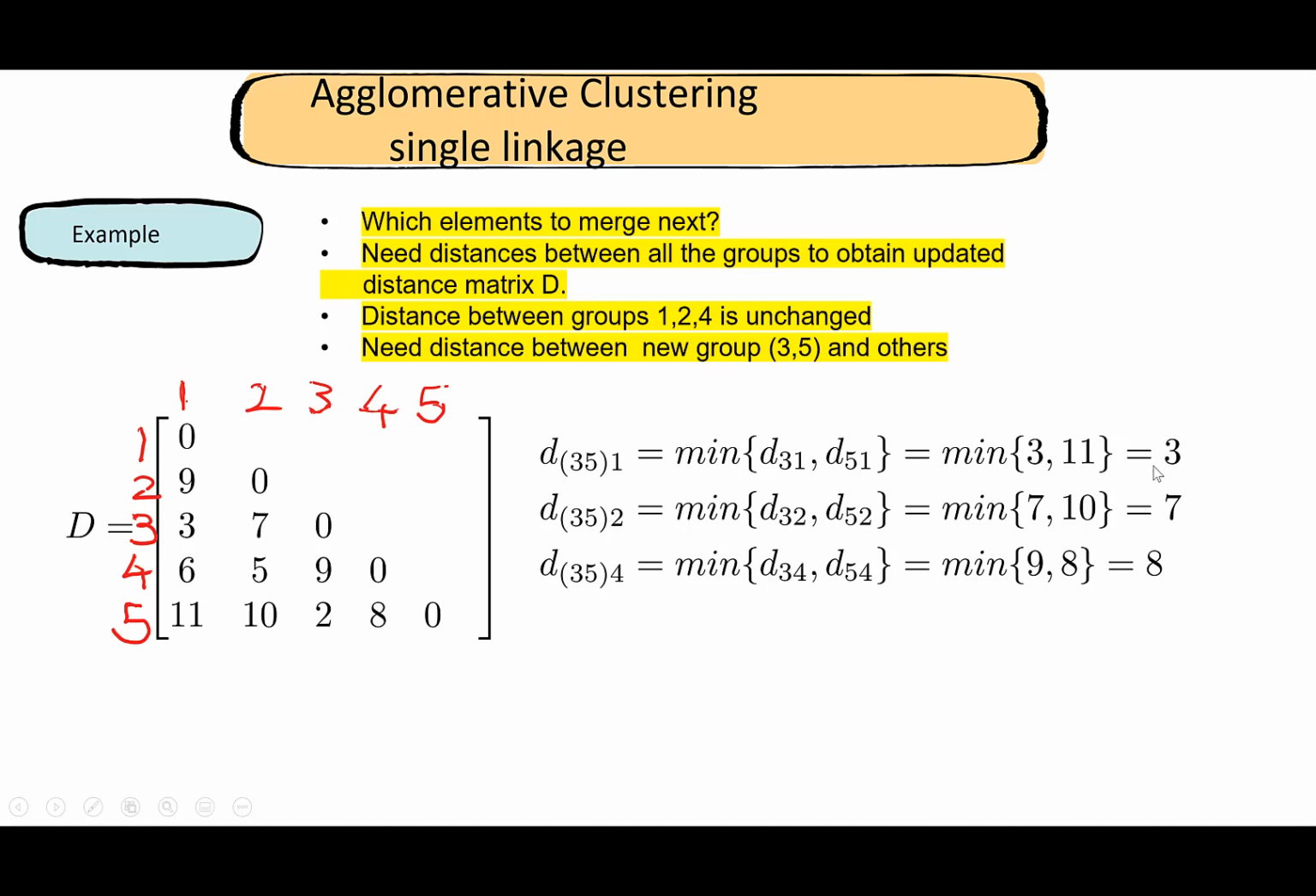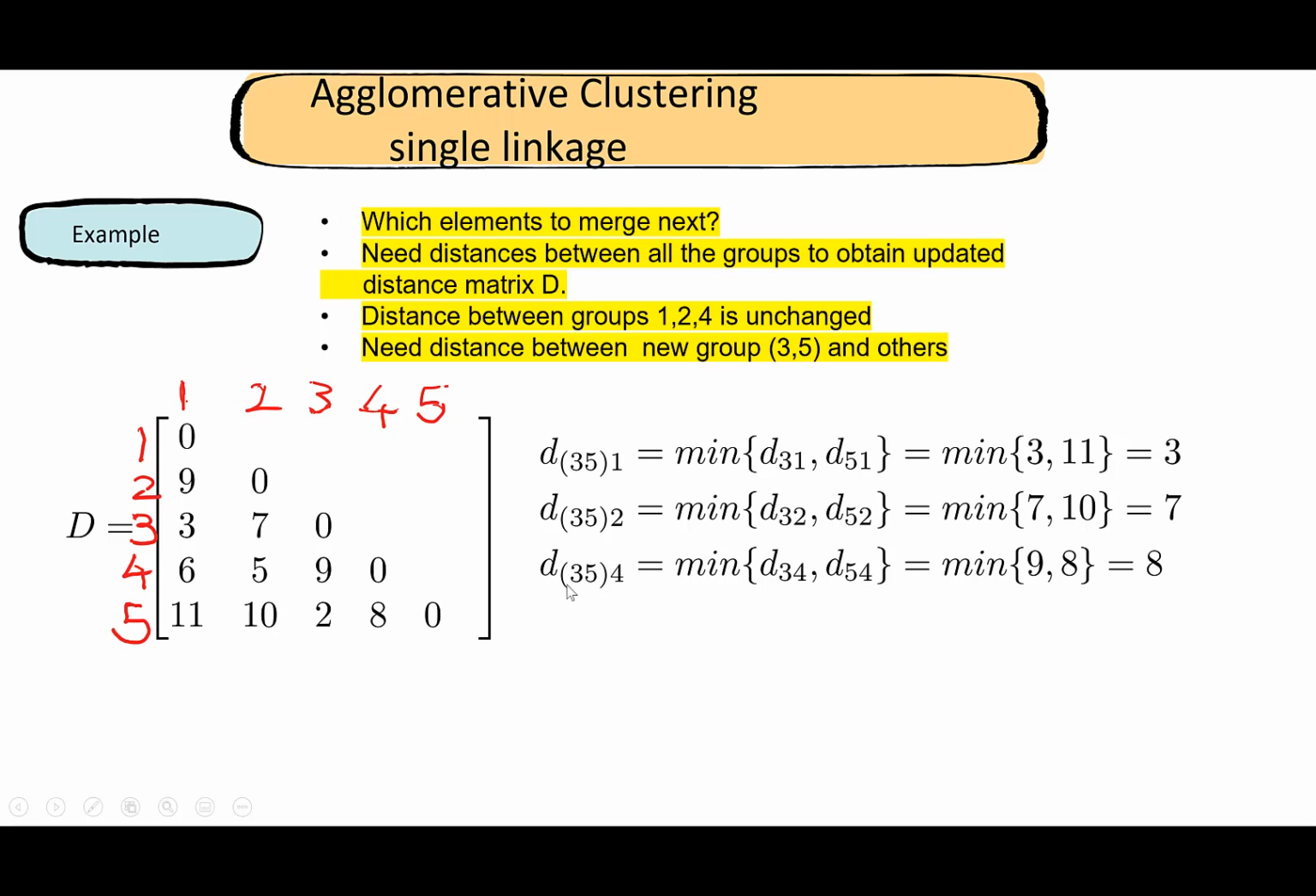Minimum of these two is 3, so the distance between cluster 3, 5 and the cluster containing 1 is just 3. Distance between cluster 3 and 5 and 2, okay, so let's see. I need to look at the distance between 3 and 2 first, and then 5 and 2. 3 and 2 is here, it's 7. For 5 and 2, the distance is 10. Again, we take the minimum, so that's 7.